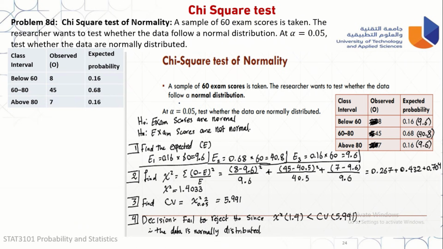Yeah, it is a chi-square test. This one is for normality. This is the question: a sample of 60 exam scores is taken. The researcher wants to test whether the data follows a normal distribution at alpha 0.05. Test whether the data are normally distributed.